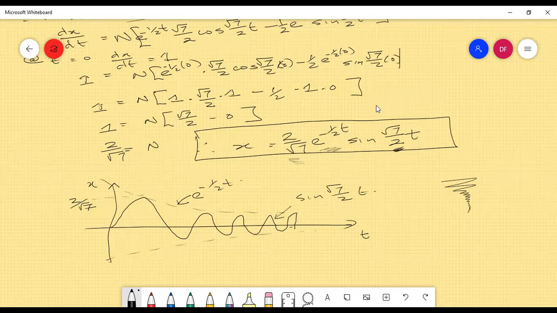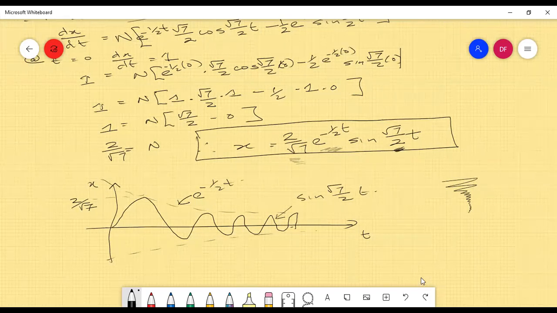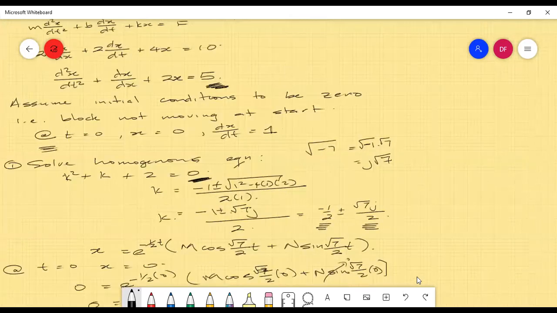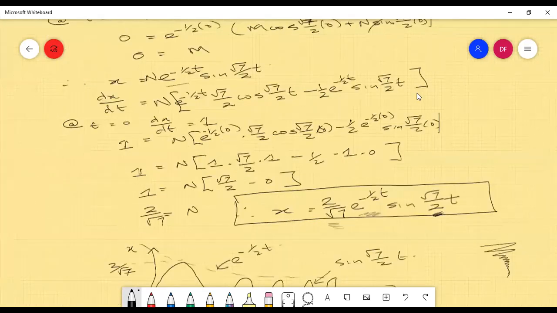Thank you, sir. All right. So now, the plus 5. So this thing is not equal to 0, as we have said. It is equal to 5. So let me write it back down there. So we have to find what is called a particular integral.